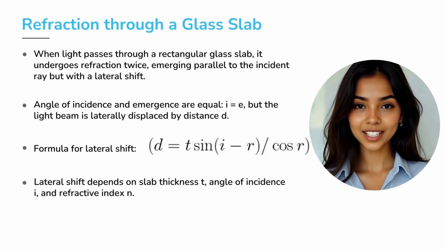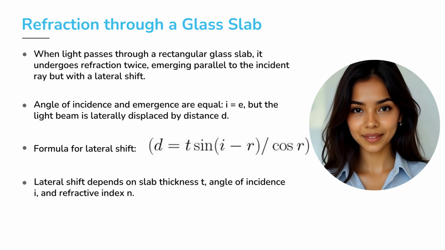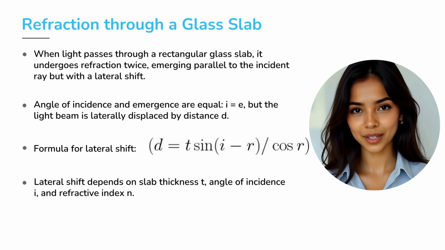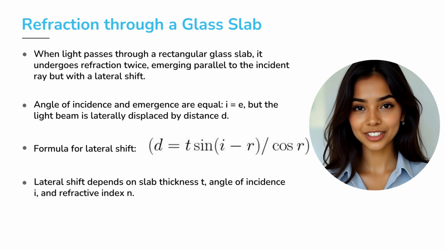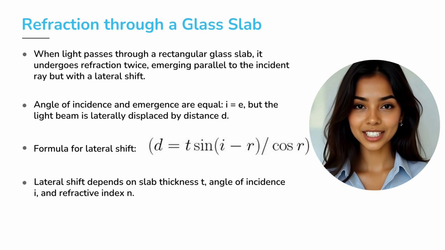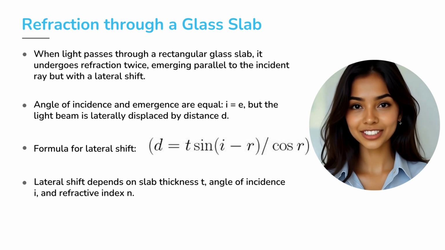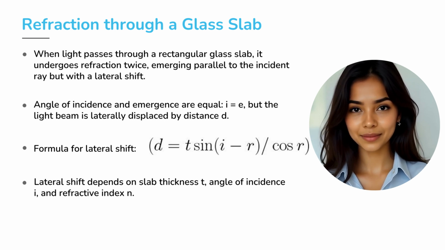Picture a rectangular glass slab sitting on a table and a light ray hitting one side. As the light ray enters the glass slab, it bends towards the normal because glass is denser than air. Then, when the ray exits the slab on the other side, it bends away from the normal, returning parallel to the direction it originally came from. So, interestingly, the angle of incidence at the first surface equals the angle of emergence at the second surface, which we can call i equals e.